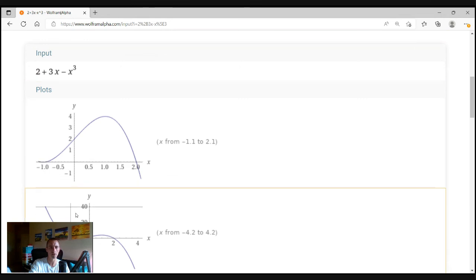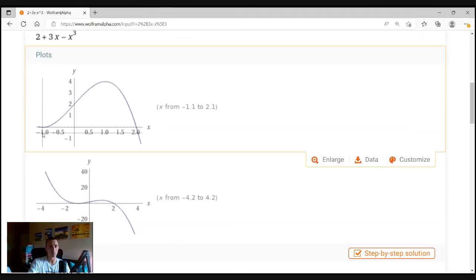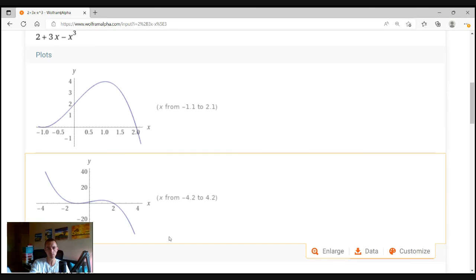You can see this first one here is a little bit more zoomed in. It only goes from -1.1 to 2.1. This version here is the same function, but zoomed out quite a bit more. But you can see we do have a local minimum here, right at x equals -1.